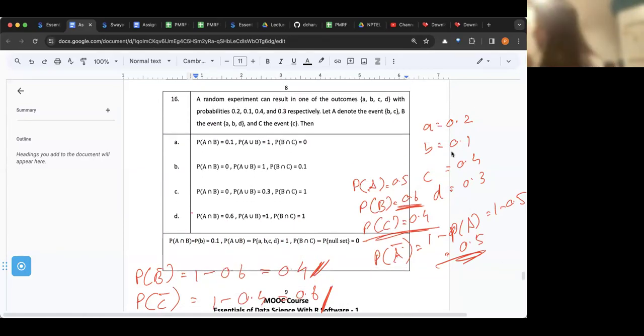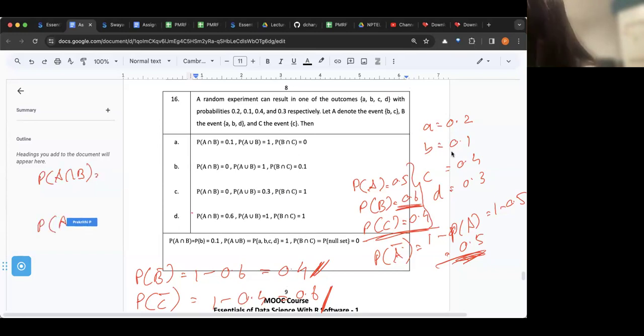Now the last question is a random experiment, the same thing. Outcomes A, B, C, D, probabilities 0.2, 0.1, 0.4, 0.3. A denotes B and C. So we have already calculated the probability of A, probability of B, probability of C. And we also have the probability of A complement, B complement, and C complement. Now, we have to find probability of A intersection B, probability of A union B, and probability of B intersection C.